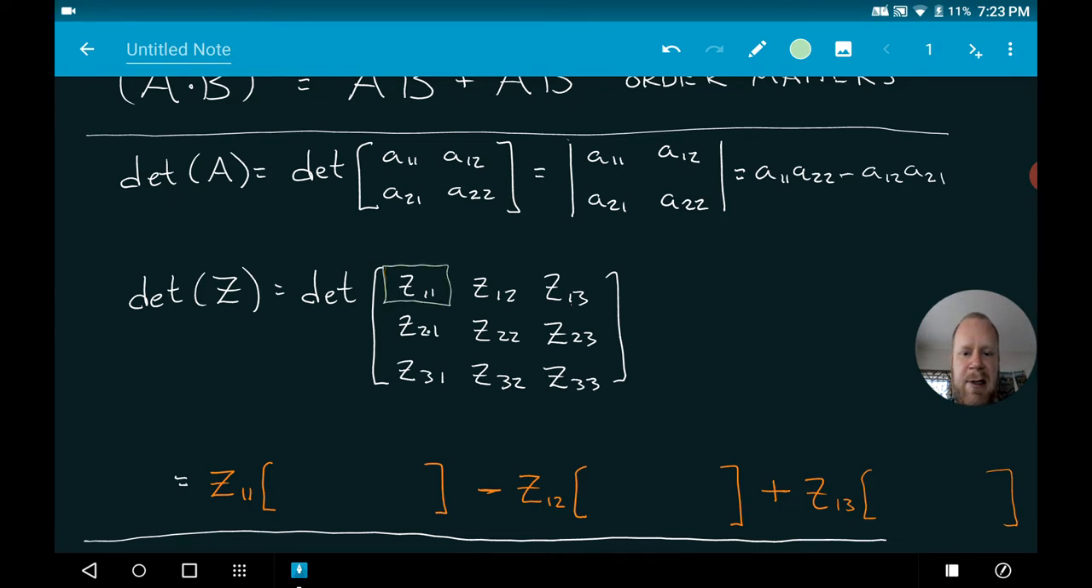If I want to talk about Z11, if I cross out the first row and the first column, because that's where it is, then what I'm left with is this matrix here that's a 2 by 2. So these entries here are what I'm going to multiply whatever's in the Z11 spot by. So I'll say it's those four objects.